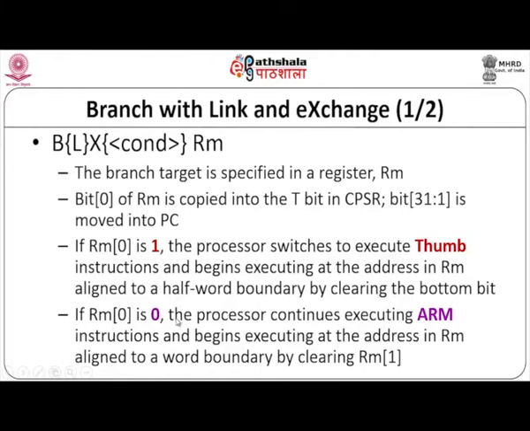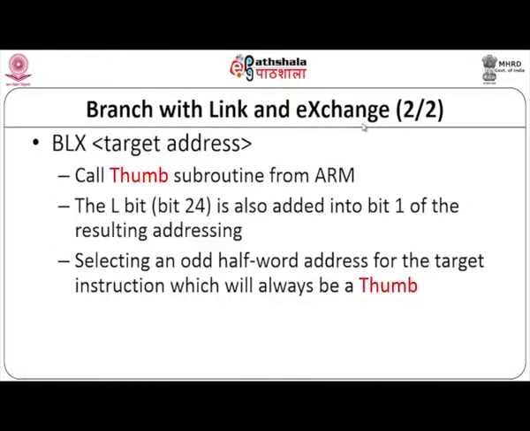In case the RM bit is 0, it actually retains itself in the ARM mode, or maybe it comes back to the ARM mode, depending on what we are trying to do and from where we are trying to switch. So branch link with exchange generally will be used for moving from one state to the other state. Branch link with exchange is what we use whenever we want to move to the thumb subroutines.